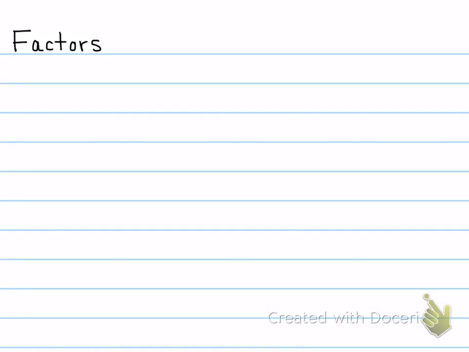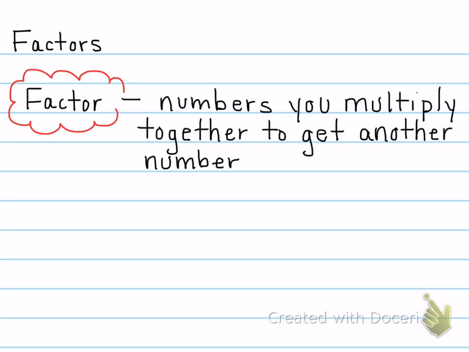Okay, so if you could title your notes "Factors," and we're going to go through what it takes to find factors of a number and factor pairs. All right, let's start with the definition of what a factor is. A factor is numbers that you multiply together to get another number. So if you could write that down, pause if you need to get it down before we move on.